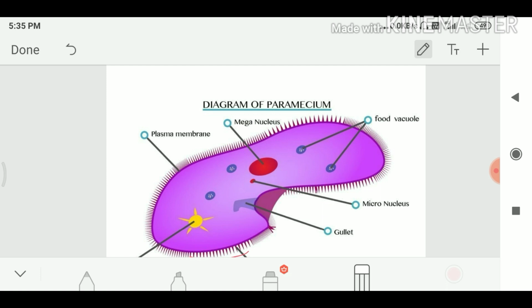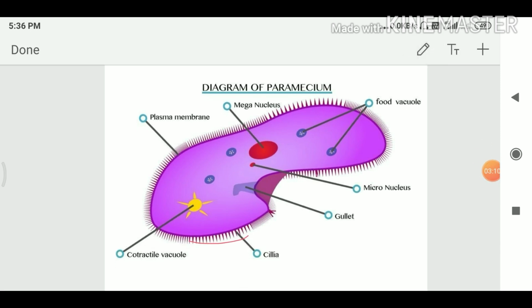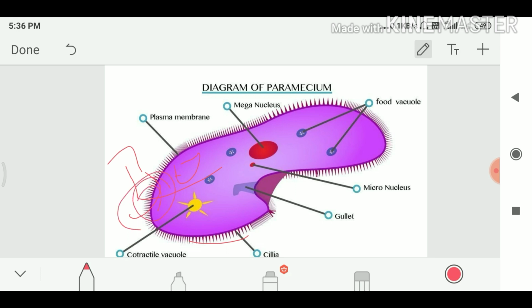And the last step, that is egestion. In this step, the waste material is stored in one vacuole, and there is one anal pore in the paramecium body. This waste material is ejected out through this anal pore.